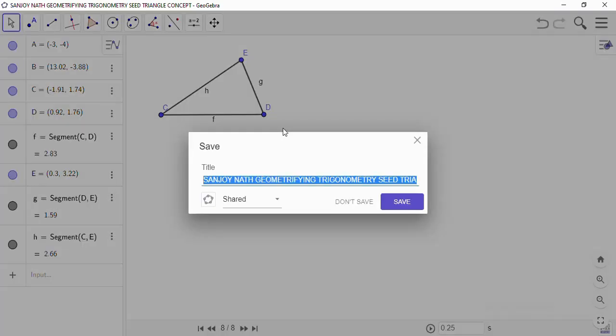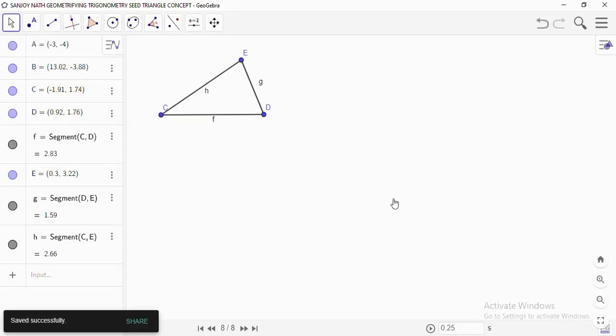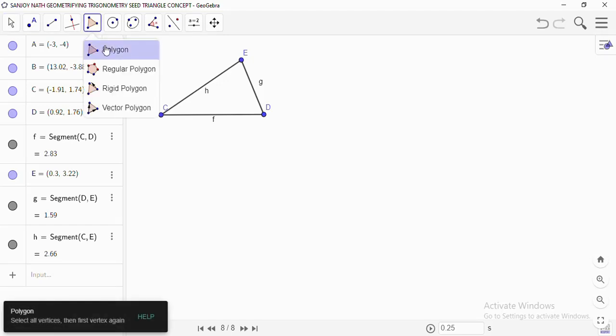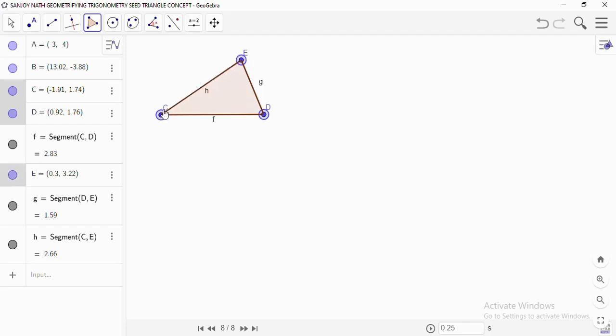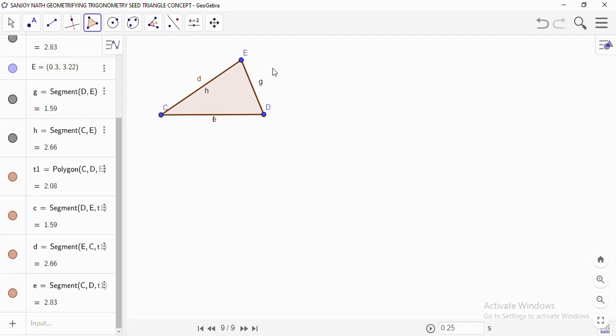Now we can take this as a seed triangle, or we can generalize geometrifying trigonometry to the generalized geometrifying polygonology or polygonometry. But now we are focusing on triangles only. Let's define this as the polygon, and this is the seed triangle, the reference triangle with which we will play our game. This is the reference triangle, and we will not touch it every time. We will take the dimensions from it to do every work here.